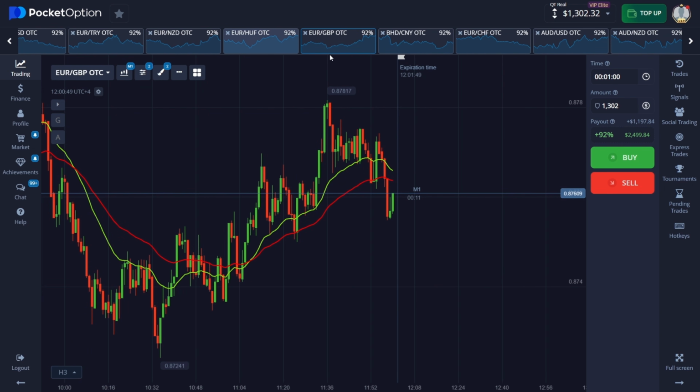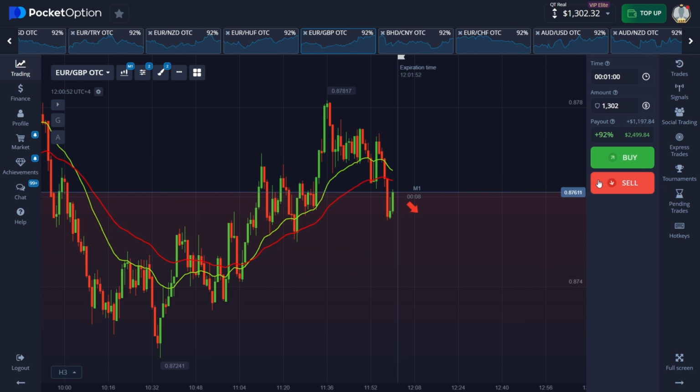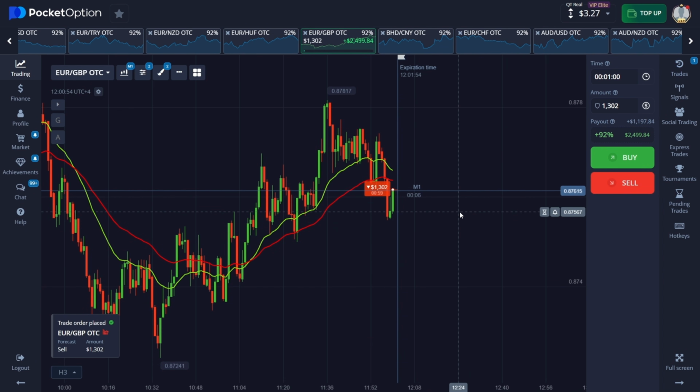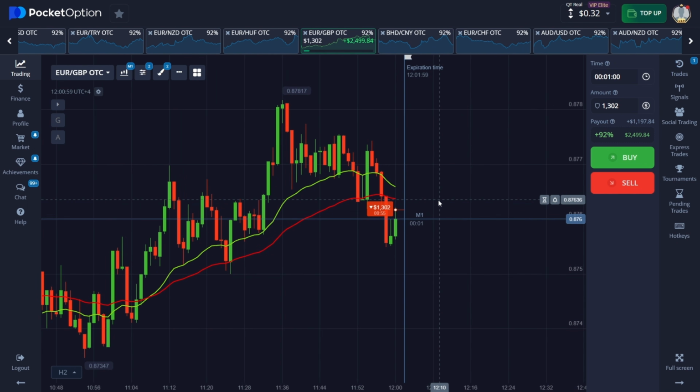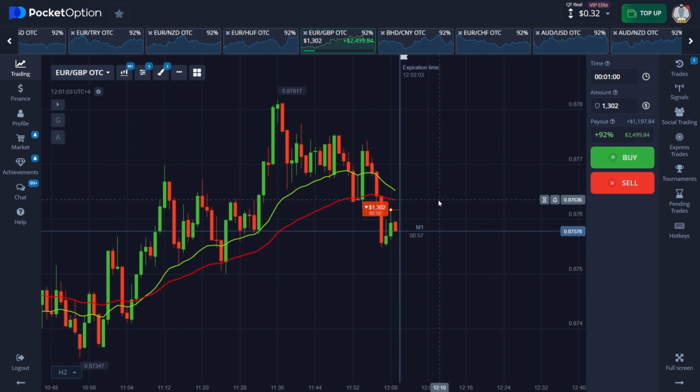On GBP, we have a trade for the downside move, and I'm waiting for this candle to close. Alright, I got a good entry and placed a trade for the downside move on GBP OTC worth $1,302. As you'll see, when I placed the trade, the candle reversed exactly at that moment.